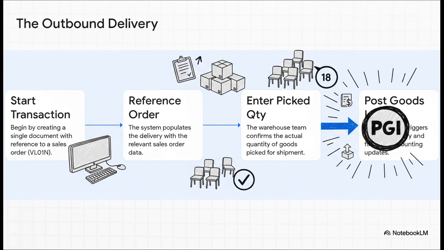Now, step 3 is where reality hits the system. You enter the quantity you've actually picked. So if the order was for 20, but you only managed to pick 18, you enter 18. It's a super important step. Then once everything is confirmed, you hit the magic button, Post Goods Issue, or PGI. And trust me, that one click changes everything.